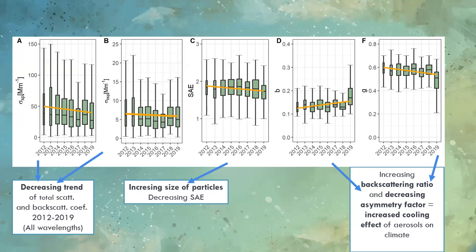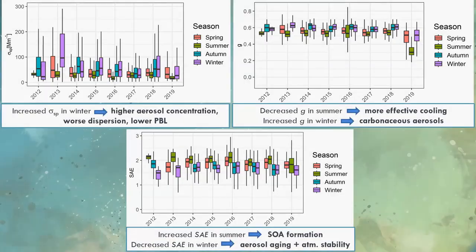And in the last two graphs, you can see an increasing backscattering ratio B and a decreasing asymmetry factor G, which implies that even if we have a lower loading of aerosols in the atmosphere in Košetice, the cooling potential of aerosols is increasing during this time. Let's check the seasonal variation.